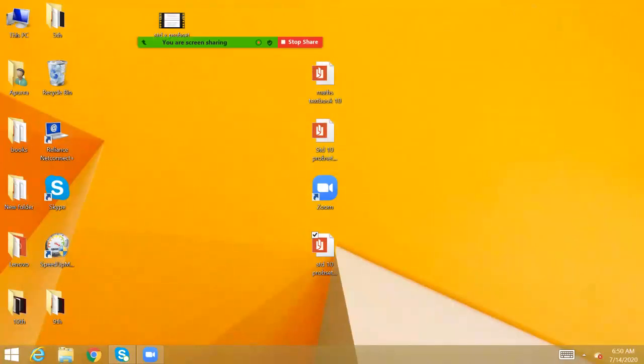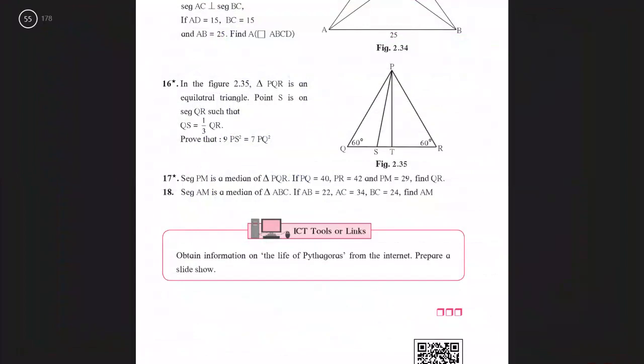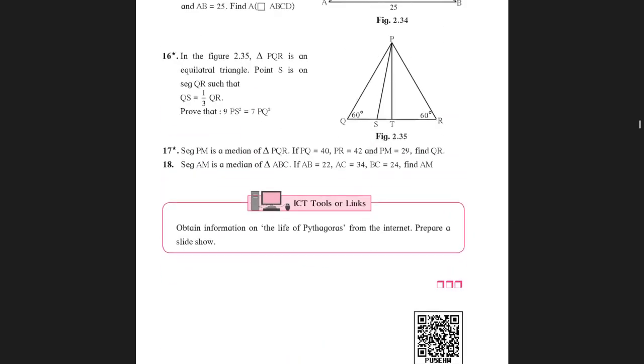Okay. Now, question numbers 17 and 18 are direct applications of Apollonius principle. If you draw the figure, you will find, for example, question number 17, draw triangle PQR. PQ is 40, PR is 42, PM is the median, which is 29. You have to find out QR. Okay, so they are direct applications of Pythagoras theorem. You will only find that the numbers they have given are a little bigger, so finding the squares and the square roots could be a little difficult, but not that you won't be able to do it. So try both of them, 17 and 18, and with that we finish problem set 2.